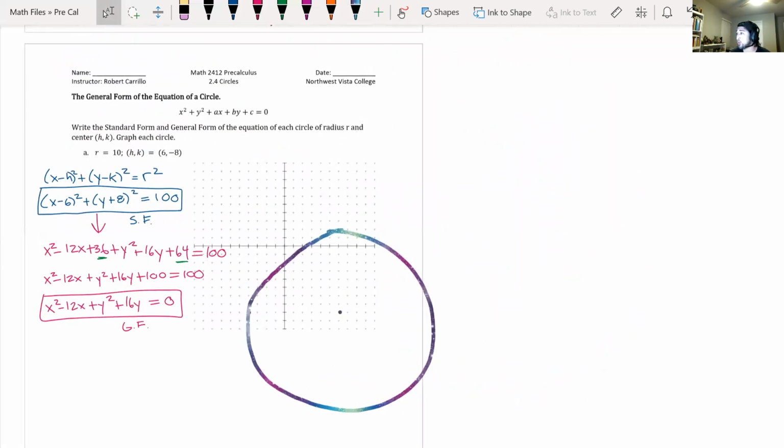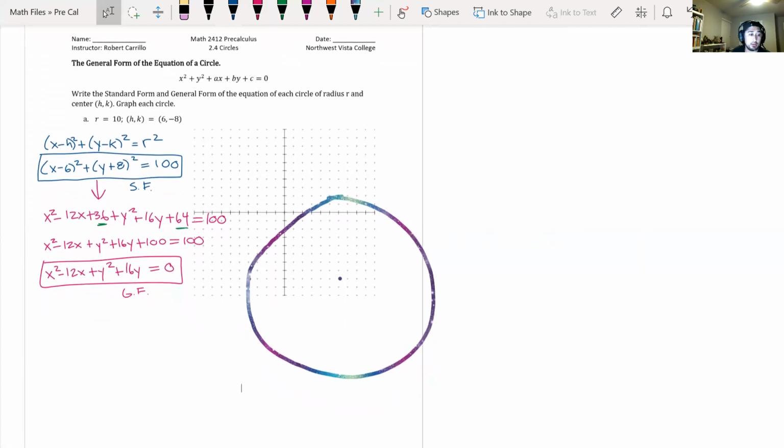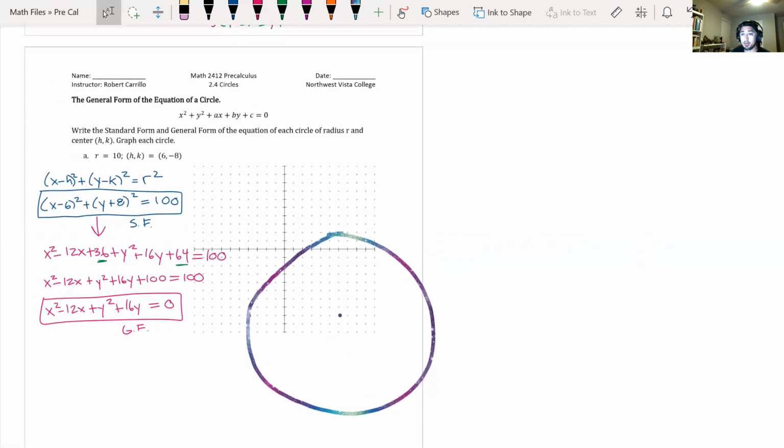Okay. Any questions on going from standard form to general form? So are we going to have to go from general form to standard form? Yes, using that complete the square. Exactly. Good. And I think that's next. So I guess everybody's good.